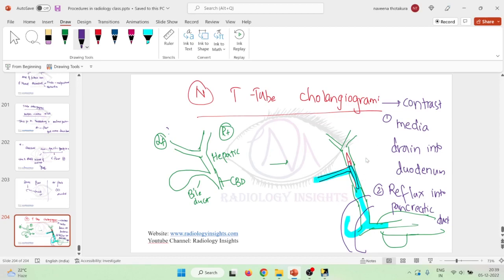Using this technique, you will see the entire biliary tract is outlined. In order to see the rest of the things, you will have to take oblique and lateral views. Through that, you can see the entire biliary tree. Now, this is a normal T-tube cholangiogram.